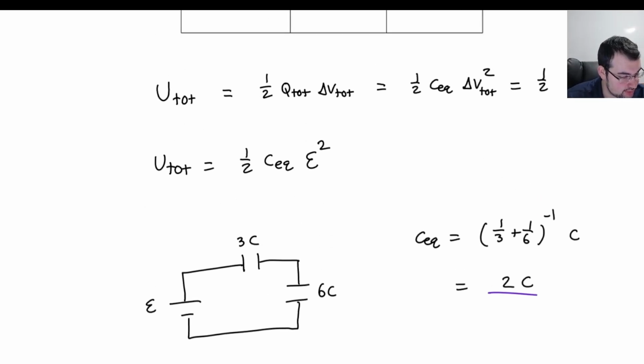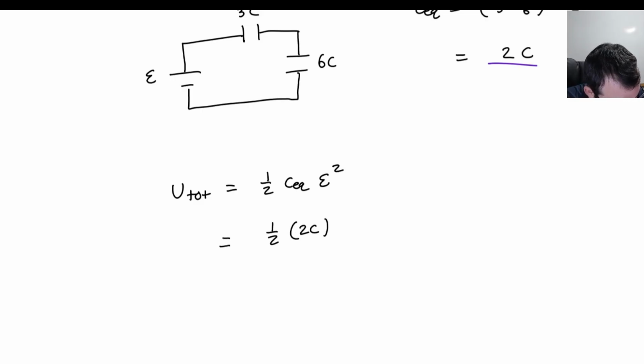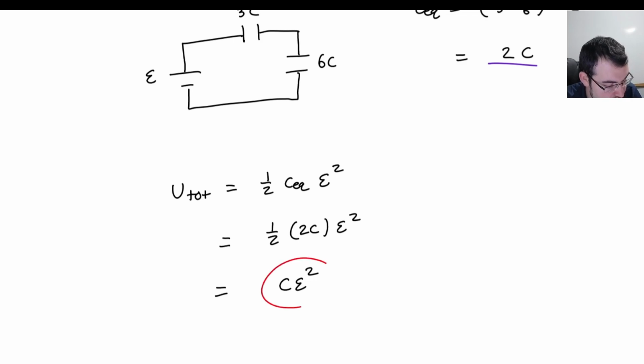So what does that mean? Well, that means that U total, which we said was 1/2 times the equivalent capacitance times the voltage squared of the battery. So the 1/2 and the 2 cancel each other. So we just get C times epsilon squared.